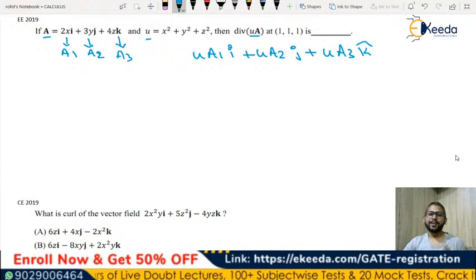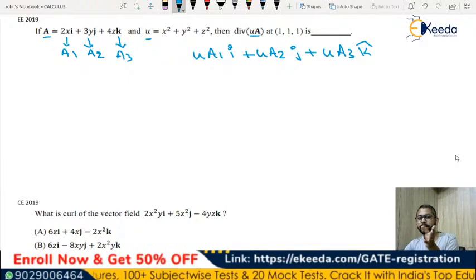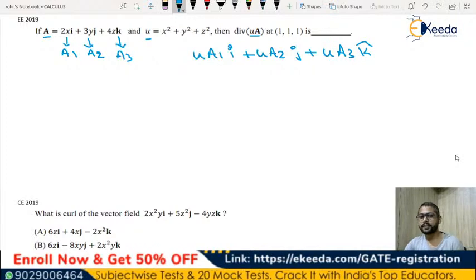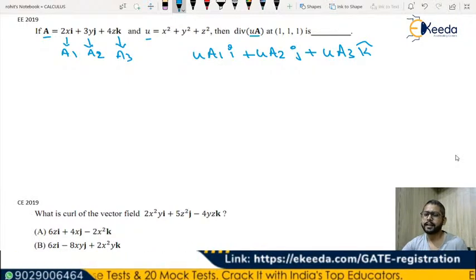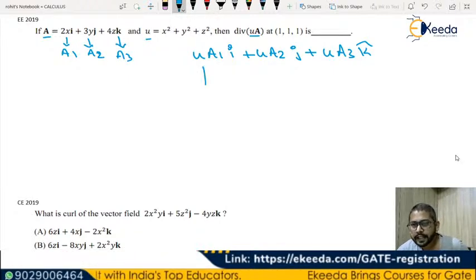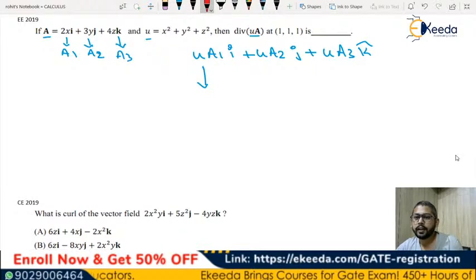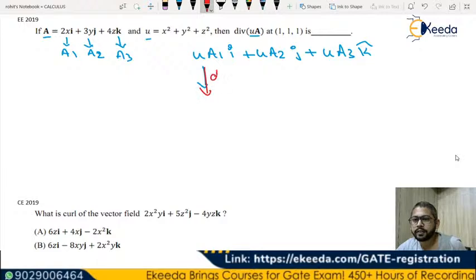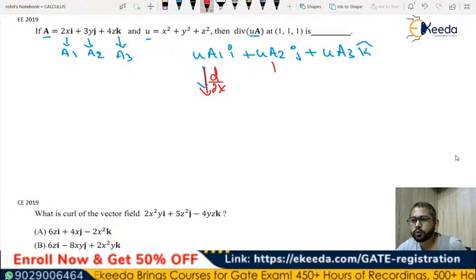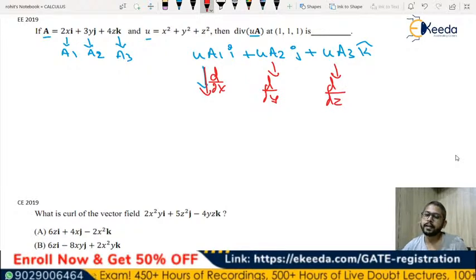Okay. So u is a scalar. I'm multiplying with all the components of a, the i, j, and k components, a1, a2, and a3. I'm assuming it like that. Now, when you have to find the divergence, what you need to do is differentiate this one in terms of x, this one in terms of d by dy, and this one in terms of d by dz. Correct?